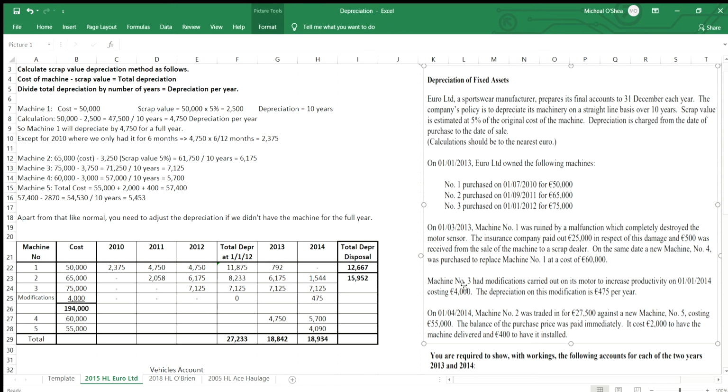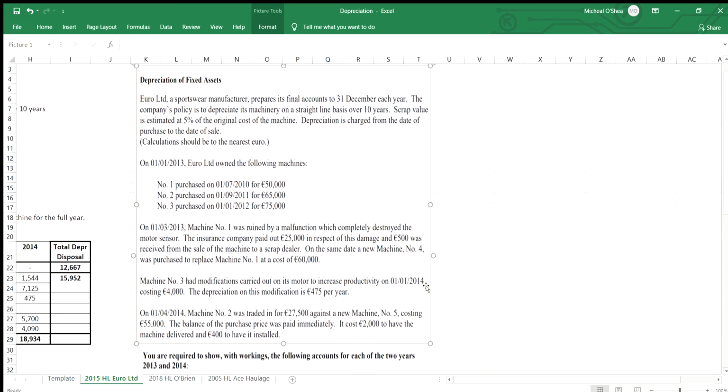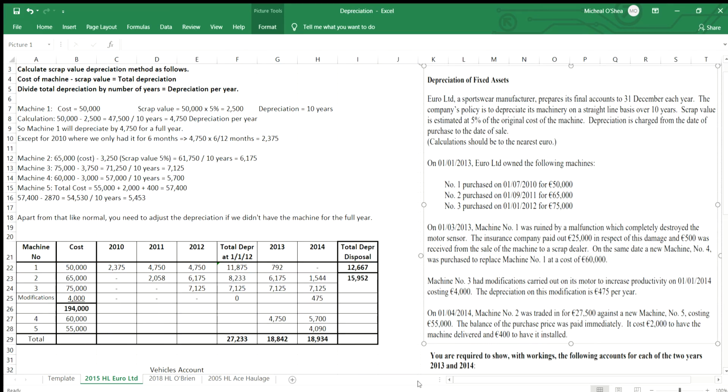In this case, it said machine number 3 had modifications carried out to its motor to increase productivity at the beginning of 2014, and it cost 4 grand, and its depreciation was 475 per year. So we know that machine 3 had modifications to the motor. So I just added modifications here as being an attachment to machine 3. So there's no fridge. We just modified machine 3. These are the costs as normal. I'm looking at the costs here.